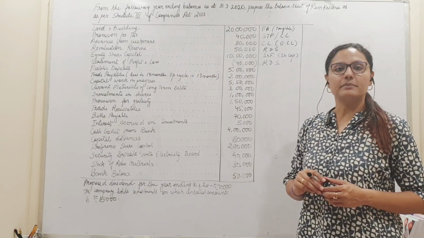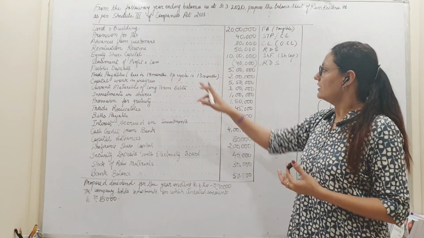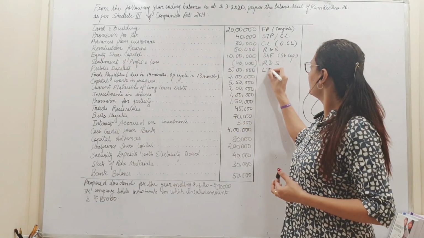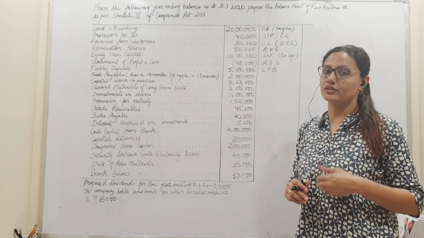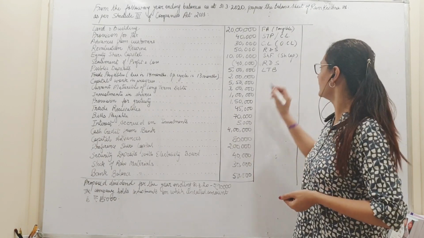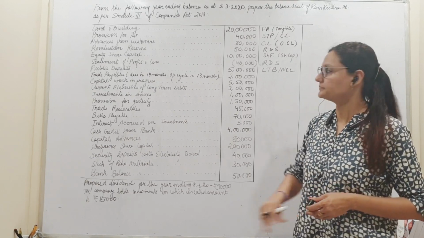Public deposits. Public deposits are long-term borrowings, just like bank loans, debentures. So public deposits will be long-term borrowing. Okay. This is shown under non-current liabilities. ये non-current liabilities के अंदर में सब heading है.